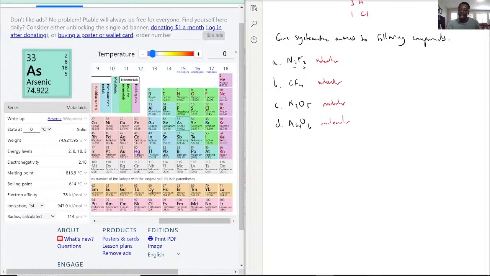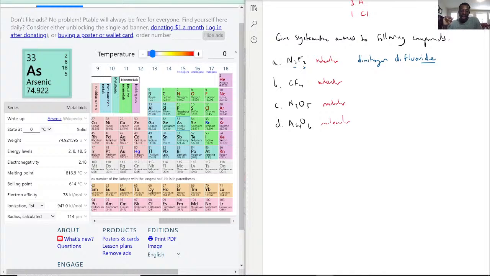Okay, so starting with N2F2, this would be dinitrogen difluoride, and you still end with IDE for the second half. You always drop the N. It's not going to be fluorine anymore. It's going to end with IDE, so dinitrogen difluoride.